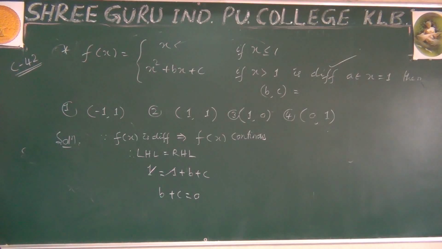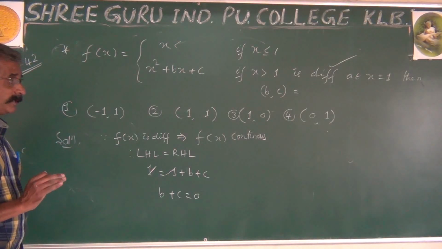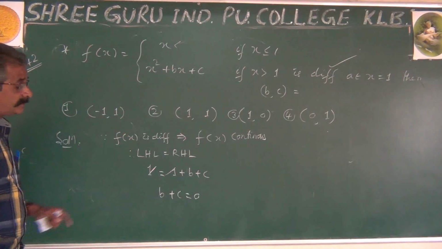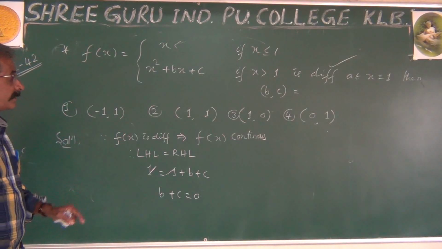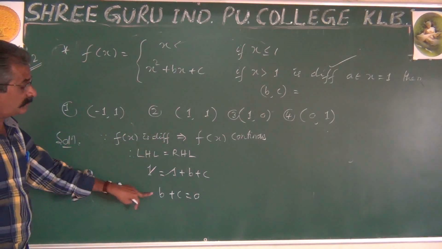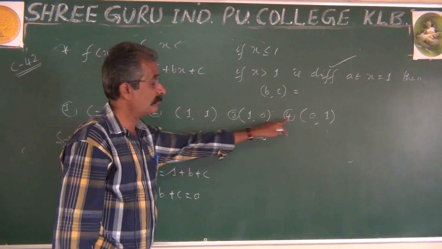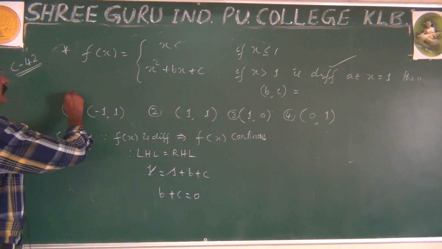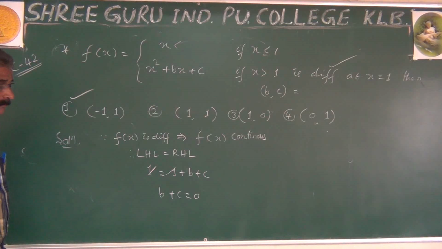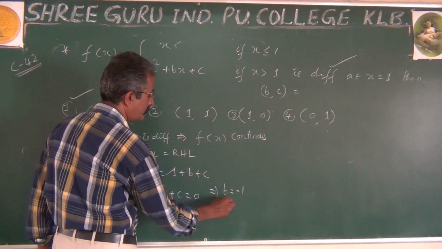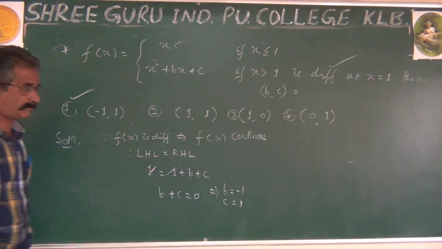Use a wise step here. Don't solve for b and c literally. Verify the options. Which option makes your sum as 0? That is the correct one. Second option wrong, because 1 plus 1, 2, is not equal to 0. Third option wrong. Fourth option wrong. Only the right option is the first option, which implies that b is minus 1, c is plus 1.